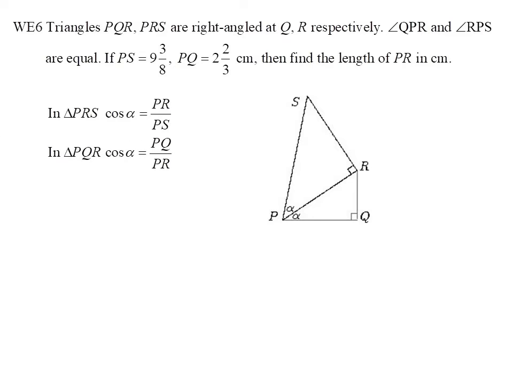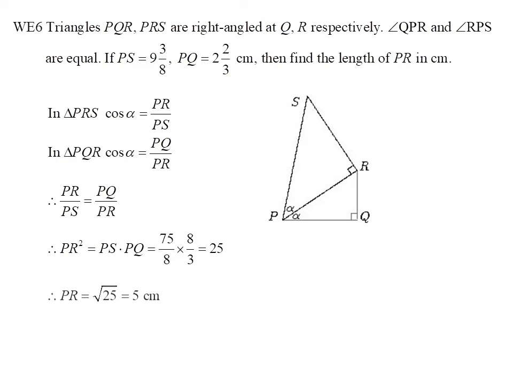Based on the given criteria, in triangle PRS, cosine alpha equals PR over PS. In triangle PQR, cosine alpha equals PQ over PR. Hence, PR over PS equals PQ over PR. So, PR squared equals PS times PQ, which equals 25 after being simplified. Hence, PR equals square root 25, which equals 5 cm.